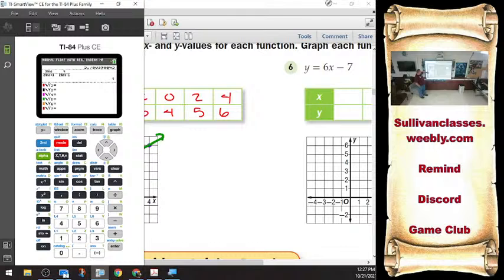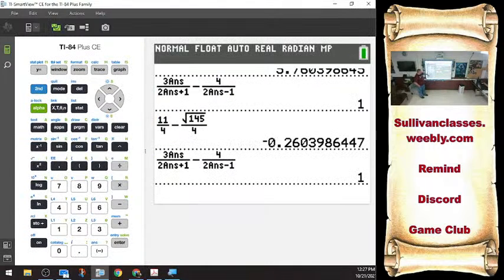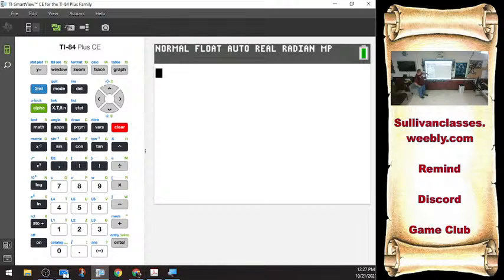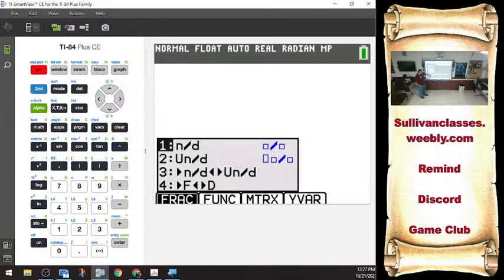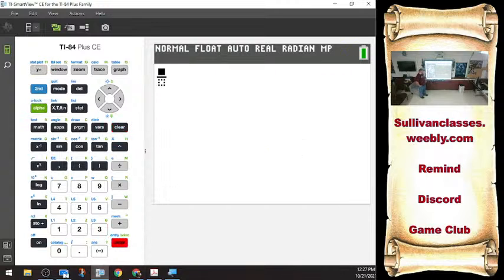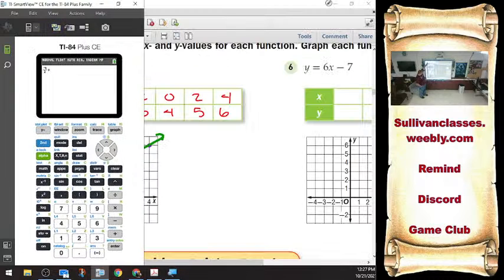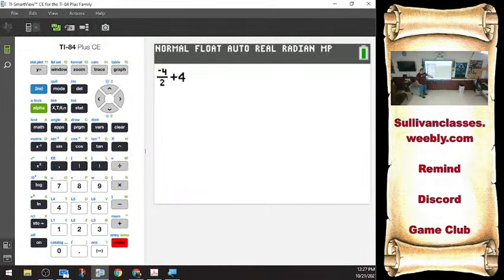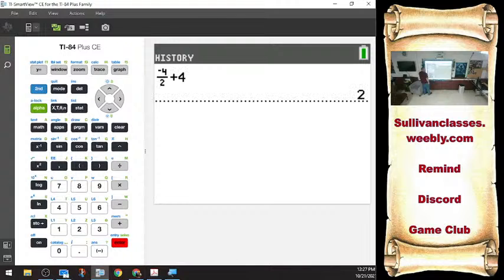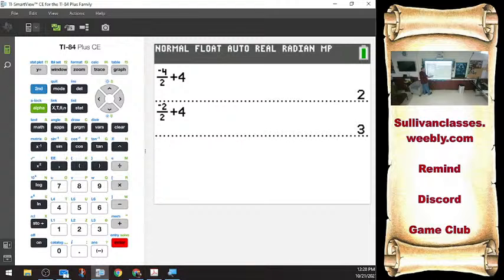There's nothing wrong with going to your main screen, clearing out stuff that scares you, and saying, couldn't I just have a fraction and say -4 over 2 plus, what was it, 3? Plus 4. There we go. Just type it. There's nothing wrong with letting the calculator do the work for you.